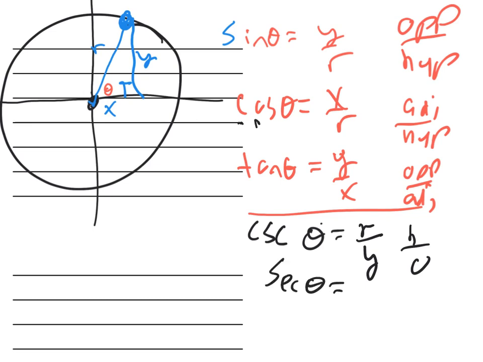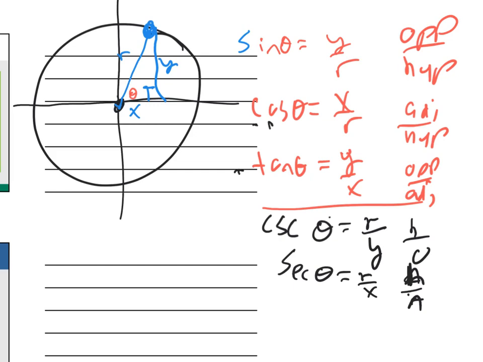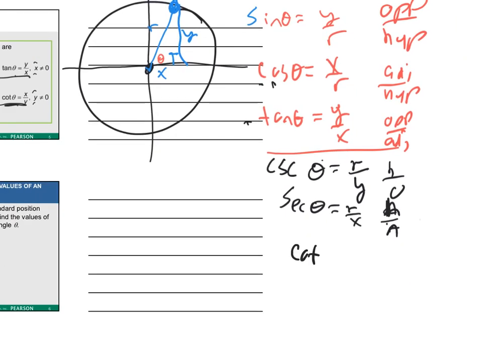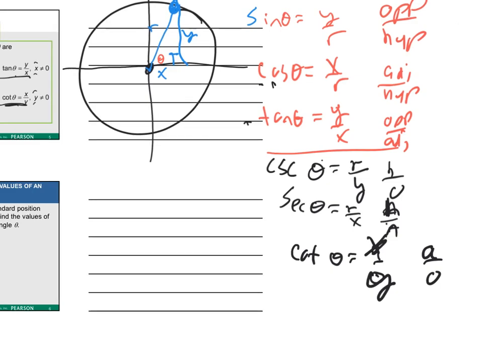So that becomes R over X, which meant hypotenuse over adjacent. And last but not least, tangent flips and becomes cotangent of theta. Instead of opposite over adjacent, it was adjacent over opposite, X over Y. So that's where they all came from.